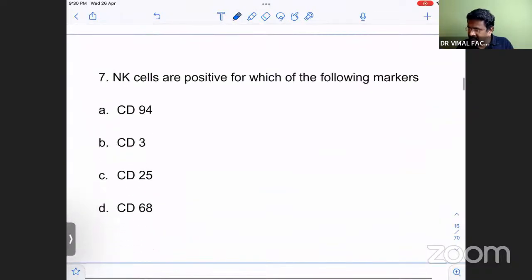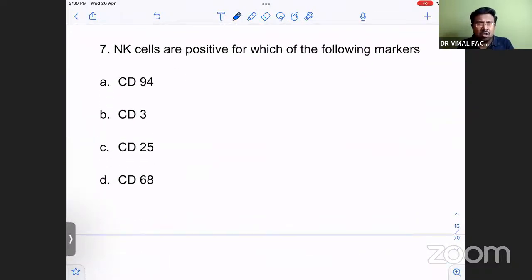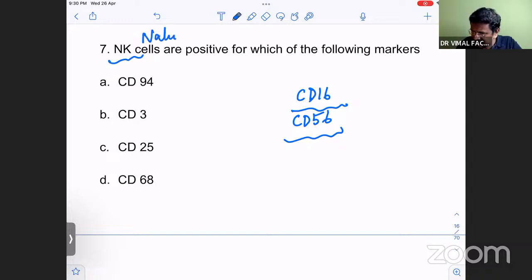Now let's move to the next question. NK cells, that is the natural killer cells, are positive for which of the following markers? All of us know about two markers, CD16 and CD56, which are always positive in your natural killer cells. What is the other name for these NK cells? The other name for NK cells is null cells.